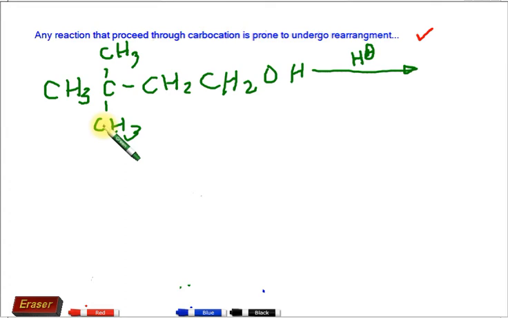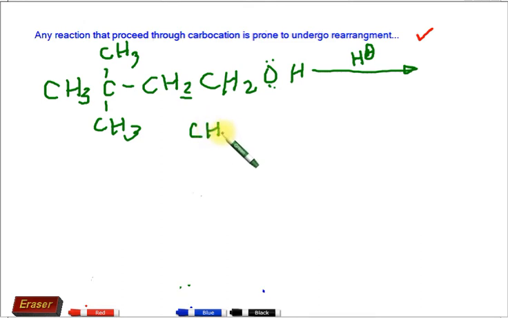Now, if you want to apply only the basic concept, not going through the mechanism, you can make a big mistake and say, okay, beta elimination, OH minus will go, and then this is the beta hydrogen, then the double bond will come here. So that will be wrong. How can we see it if we apply the mechanism? H plus will come to the OH, water will leave, and the positive charge is coming here. Let me write it.